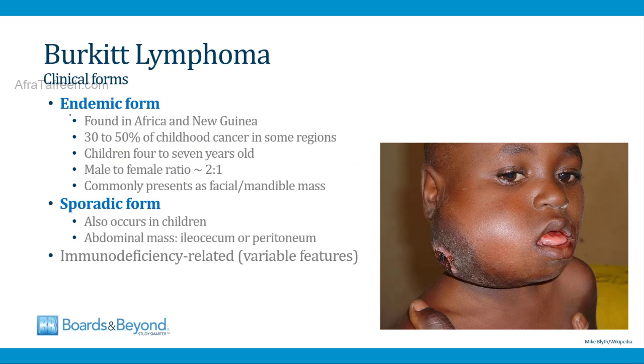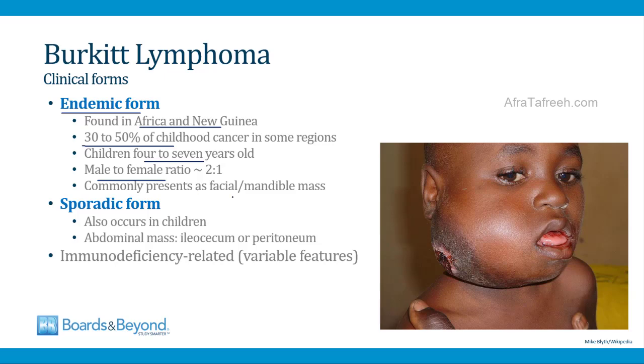Burkitt lymphoma has a number of clinical forms. As I mentioned on the last slide, the endemic form is found in Africa and New Guinea, and almost all of these cases are associated with Epstein-Barr virus infection. In some regions of Africa and New Guinea, 30 to 50% of childhood cancer is due to Burkitt lymphoma. It usually occurs in children 4 to 7 years old, and it's more common in males compared to females.